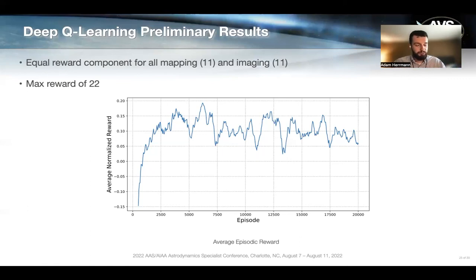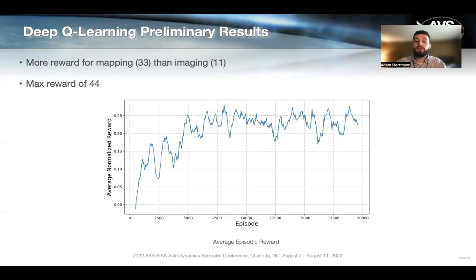So this is pretty normal. It takes a while, I think, to kind of get the right algorithm, the right parameterization of that algorithm, but also the correct parameterization of your environment and your Markov decision process. So the next thing I did was increase the reward component for mapping such that it's roughly 3 times that of imaging. And the reason for that is because it takes one mapping campaign to collect one map. It takes just about as much time as collecting all of those images, right?